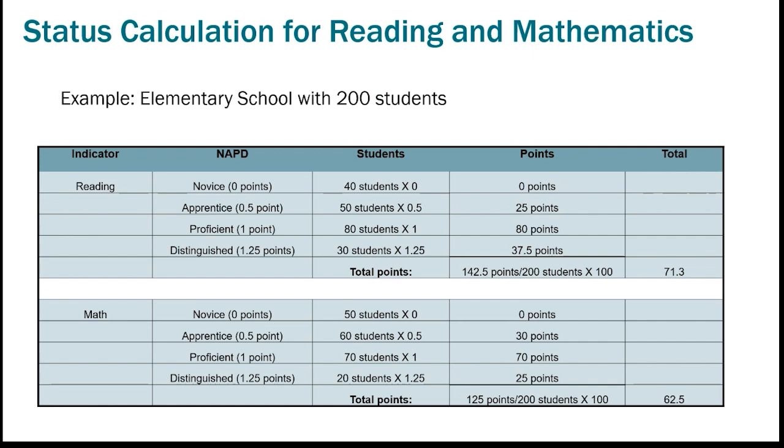We do the same thing for mathematics, complete that same process. We add all the NAPD points together, which gives us 125, which we then divide by the number of students, 200, and multiply that answer by 100, which gives us the status score for mathematics, 62.5.